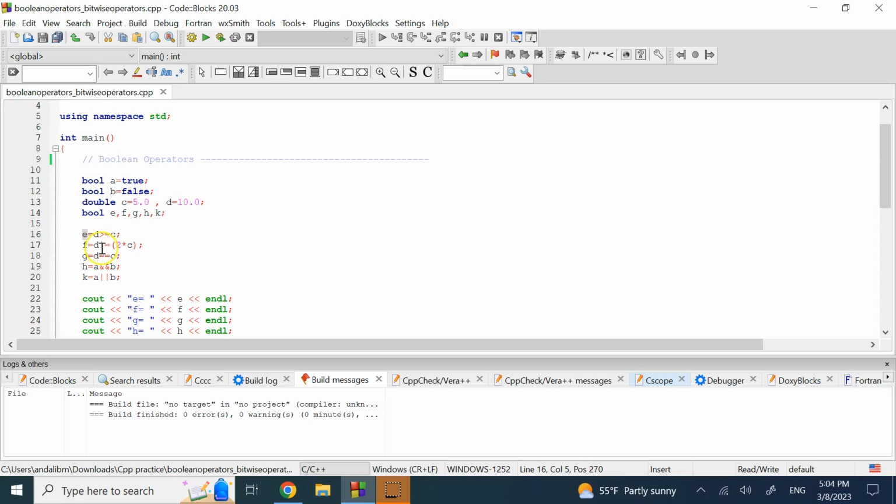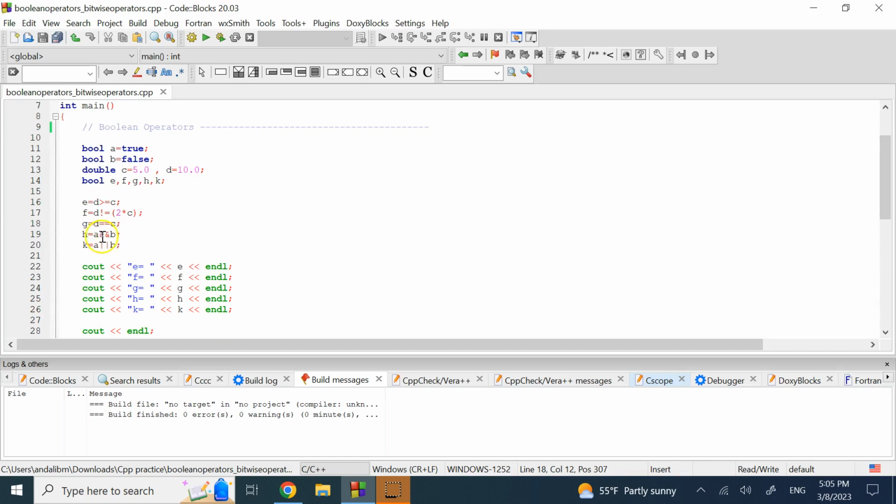F is D is not equal to 2 times C, and 10 is equal to 2 times 5. So when we say it's not equal, then F is going to be 0. Then G is D equals C, and D and C are not equal, so G is going to be 0. And then A and B. Look, the Boolean AND operator is double AND, and the OR operator is double OR. Equal is double equal, not equal is the exclamation equal, and bigger than or less than are clear.